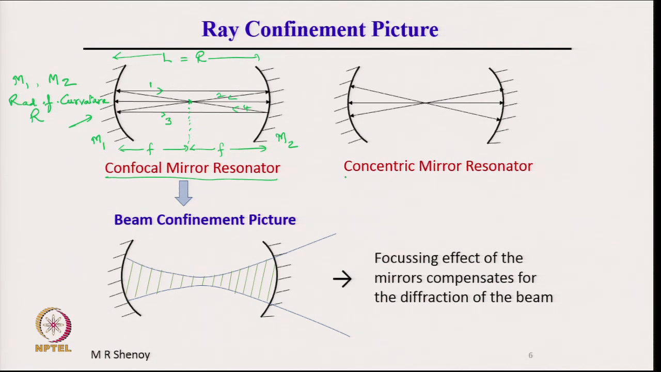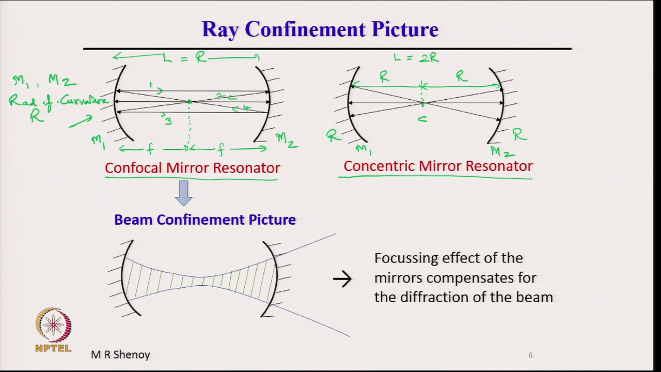If we have concentric mirror resonators, as we have already seen for the plane mirror resonator, concentric means they have a common center of curvature. If the radius of curvature is r for the mirrors M1 and M2, then the center of curvature C is here, and this separation is r. This separation is also r, and therefore L is equal to 2r. Magnitude only, we are talking of magnitude. I will introduce the signs later.